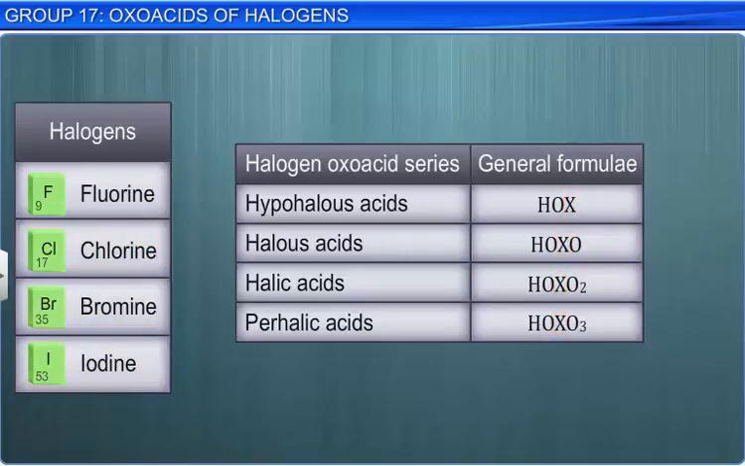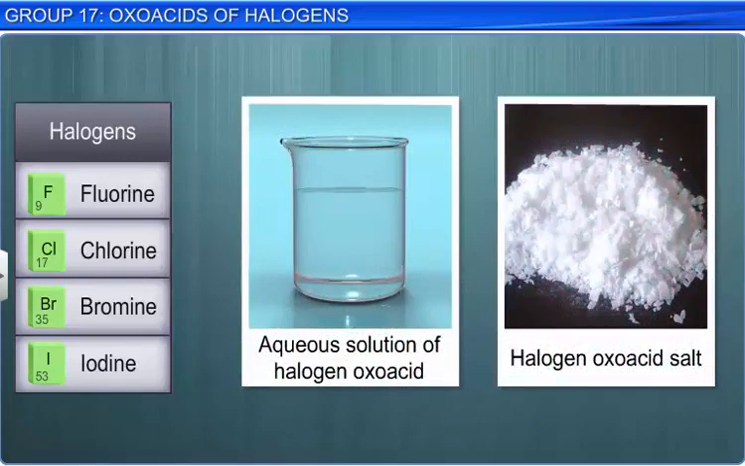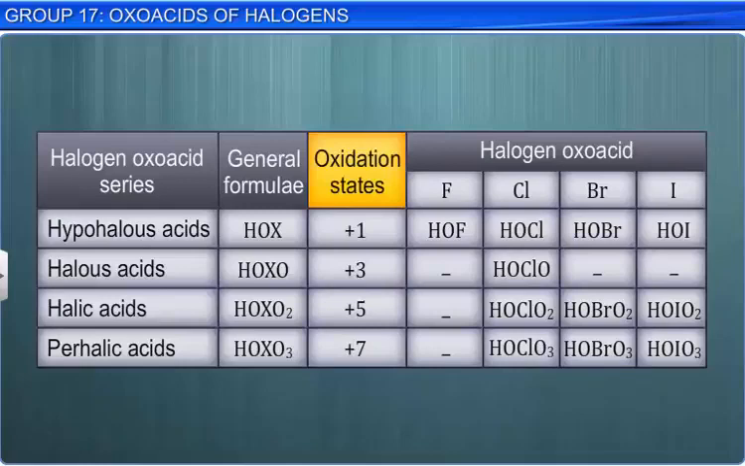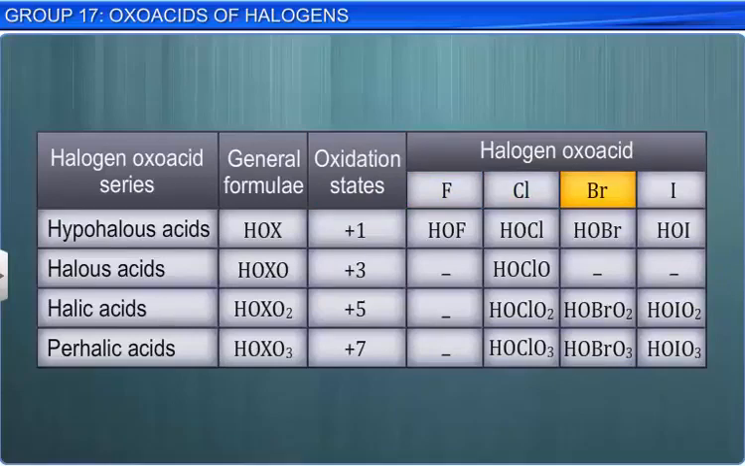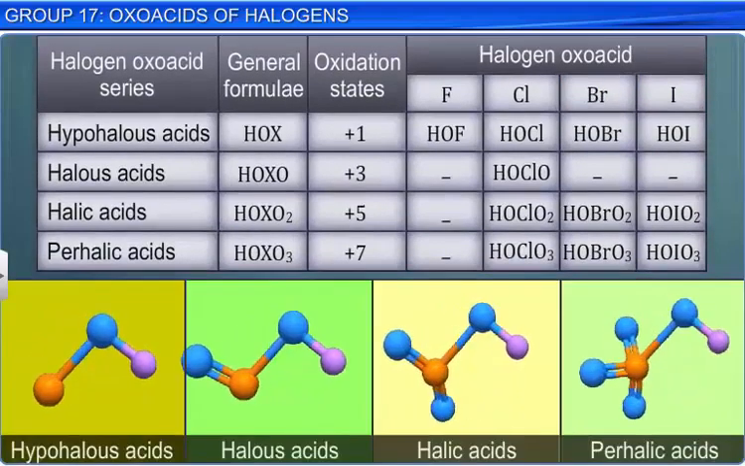Most oxo acids of halogens cannot be isolated in pure state. They are stable in their aqueous solutions or in the form of their salts. The table here lists the formulae and oxidation states of the 4 series of oxo acids of each halogen. Note the oxidation state of the central atom, fluorine, chlorine, bromine, and iodine in each oxo acid. Examine the structures of the oxo acids given here.